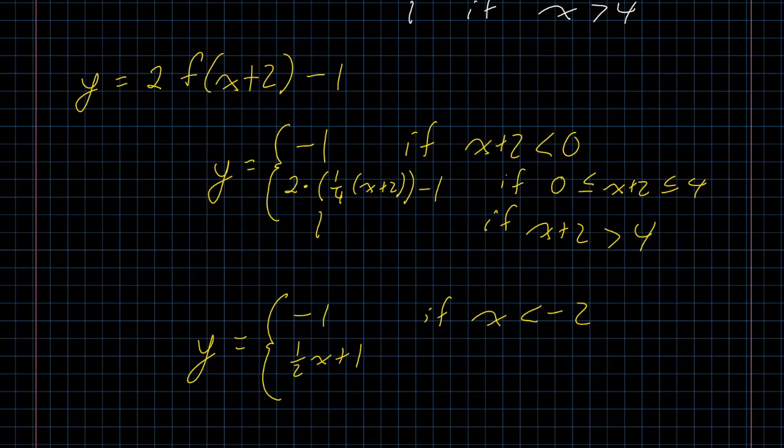If we multiply out, 2 times 1/4 is 1/2. Distribute that, we have 1/2 x plus 1. And then I forgot to subtract the 1 when I wrote that down, so let me fix that real quick. We get just 1/2 x.